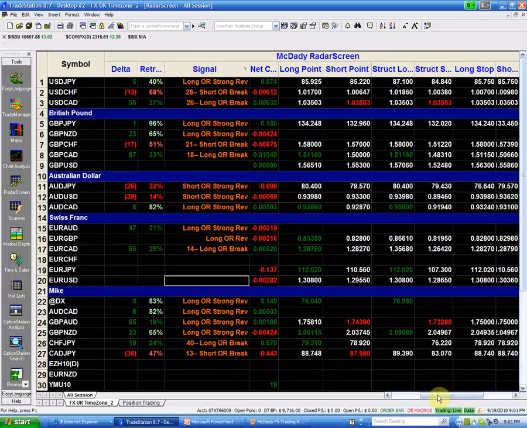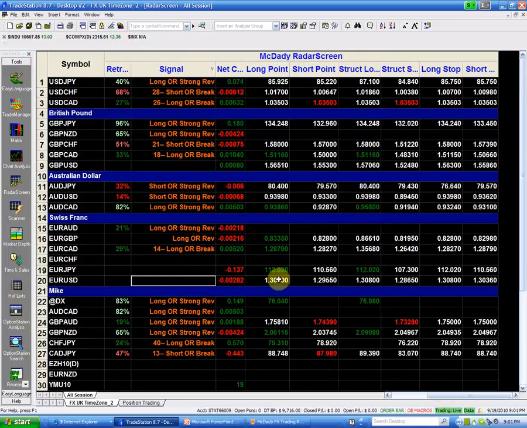So the euro dollar, where the long point and the structure long and the long stop is 130.80. The short point is 129.55. My structure short is 128.65, which is 100 pips below it. And if I go short at 129.55, my stop is above 130.36. Alright, guys, that is the euro dollar.